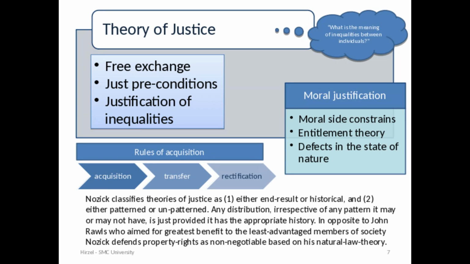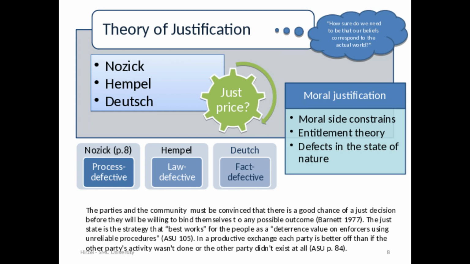We perceive now the third question Nozick's theory tries to resolve. What is the meaning of inequalities between individuals? While John Rawls had rather equality as a moral goal for society in mind, Robert Nozick rejects this teleological theory and believes that justice lies in the right process, in the right history. This he calls his entitlement theory.